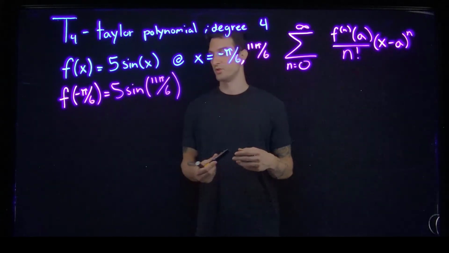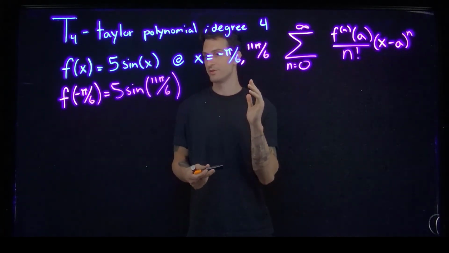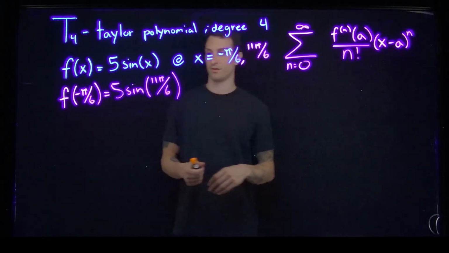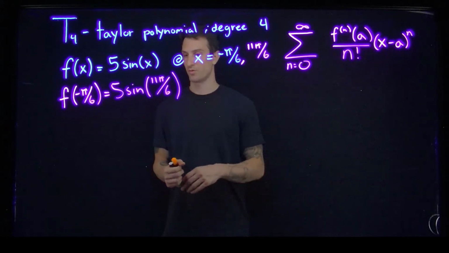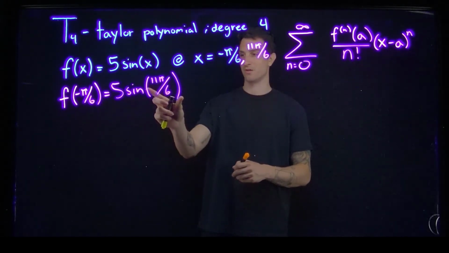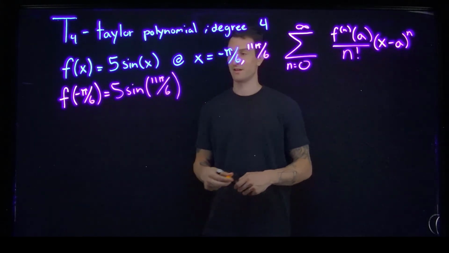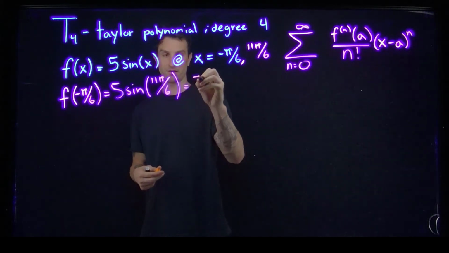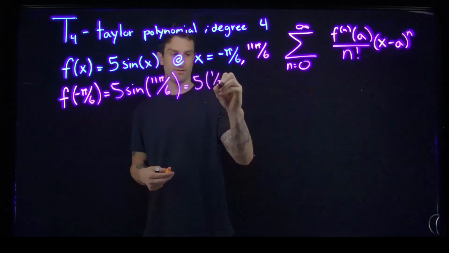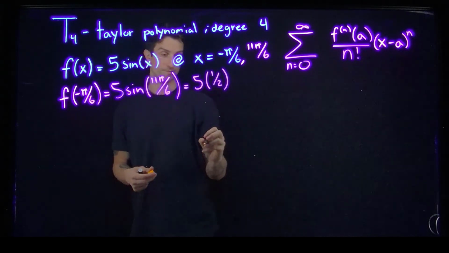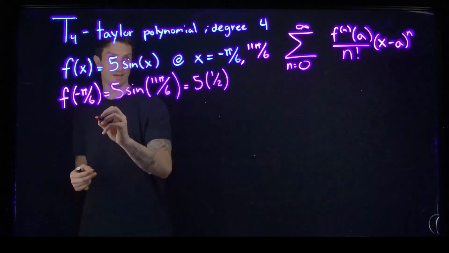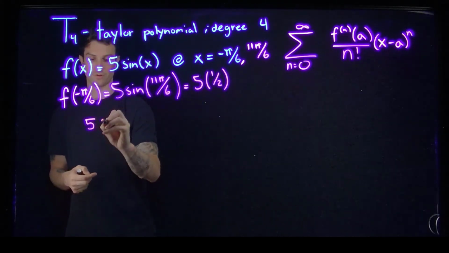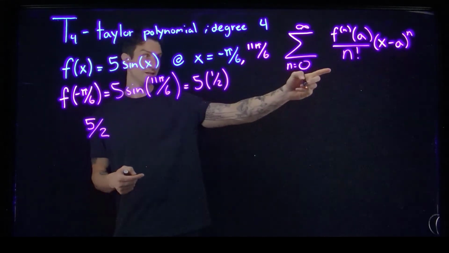We need to remind ourselves of the trig circle. Think about sine as our y values. So 11 pi over 6 puts us in the 4th quadrant. We're going to have negative y values in the 4th quadrant. The reference angle here is pi over 6, so our sine value is going to be negative 1/2. So this ends up being 5 times negative 1/2, or negative 5 over 2. So our very first thing says, if I plug in the 0, I get negative 5 over 2 divided by 0 factorial.